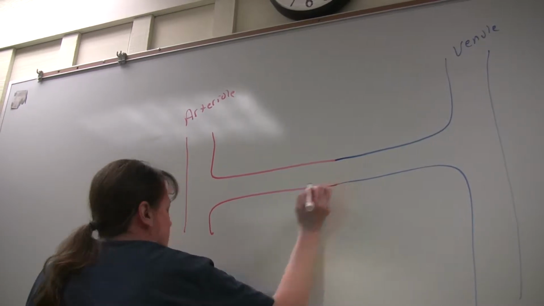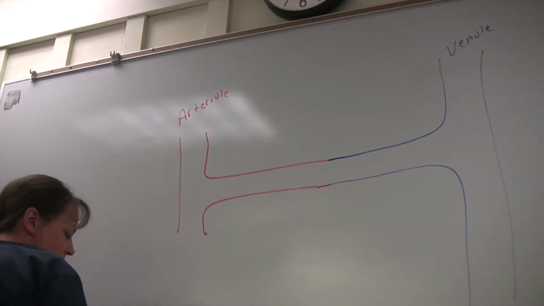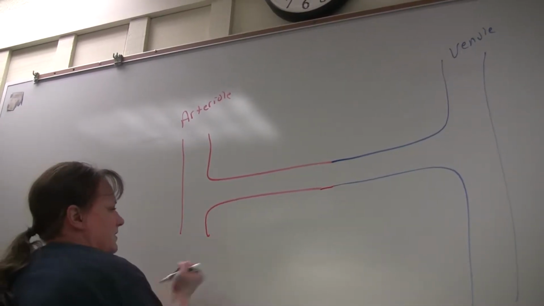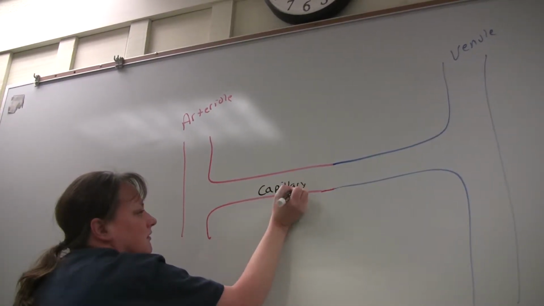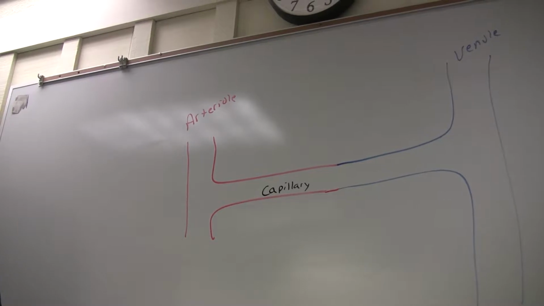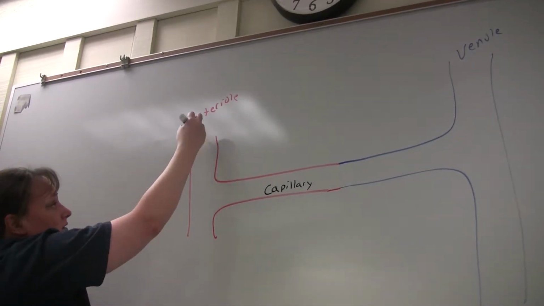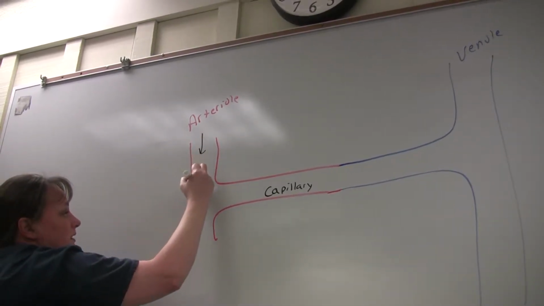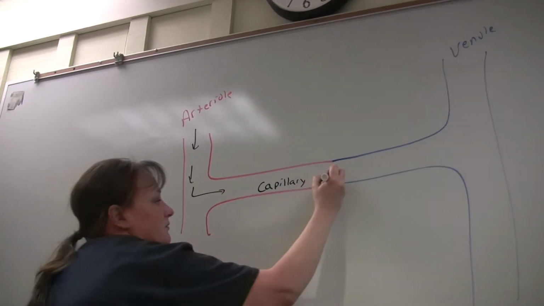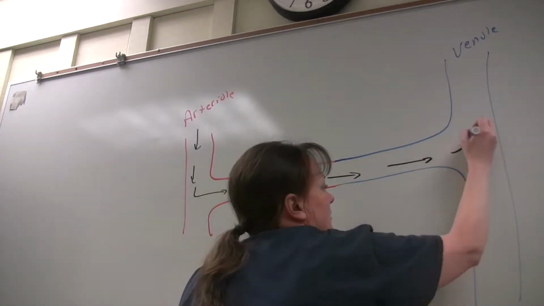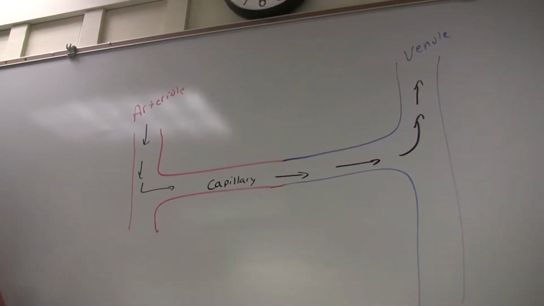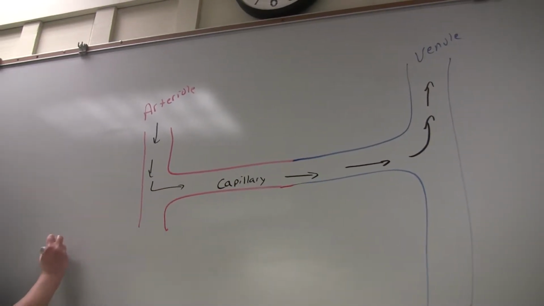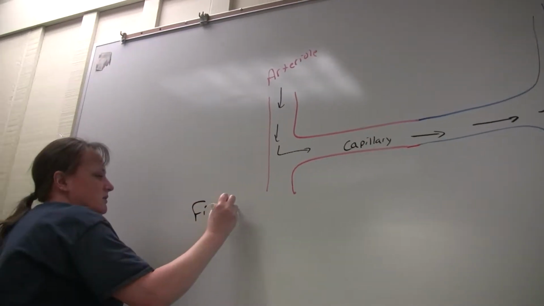Okay, so this is a capillary. I'm only drawing one capillary instead of a whole bed of them. I don't have the talent to draw a whole bed of capillaries, but I've got the small artery, the arteriole, so blood will flow through that. It will then flow through the capillary, and then to the venule, to veins, back to the heart. So what I want to talk about is filtration and reabsorption.